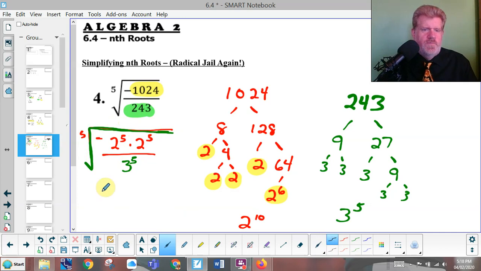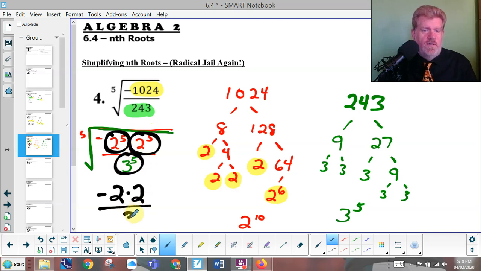Okay, so the negative stays. If I have 2 to the 5th power, remember it takes 5 to escape. How many come out? 1. I get another 2 to the 5th power. It takes 5 to come out. 1. I've got 3 to the 5th power. Well, it takes all 5 to get out. And how many will get out? Just 1.